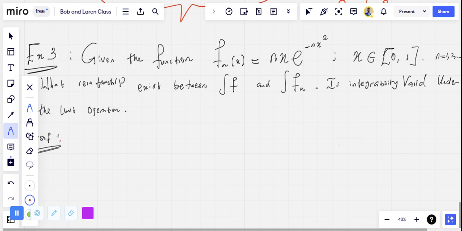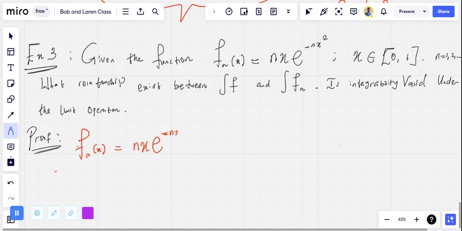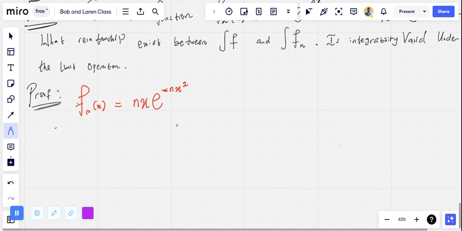To prove this, let's start with this. We are given f_n(x) to be equal to n x e^(-n x²). The first thing for us to do here is to evaluate this integral first, and then evaluate this. After that, we will tell the relationship that exists between them. So let me start with this integral that is here.